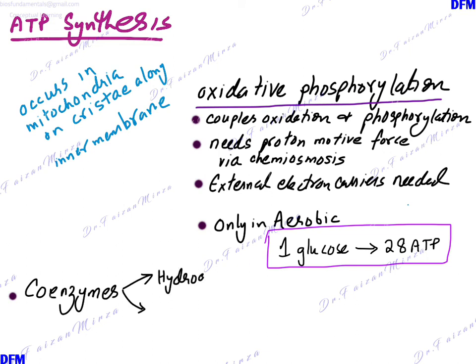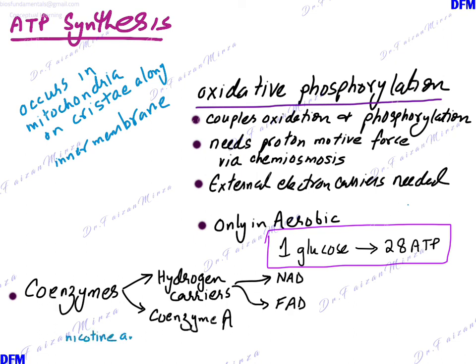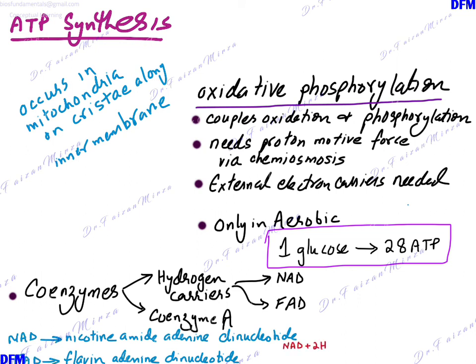We also discussed coenzymes in relation to respiration. There are two types of coenzymes relevant for us, hydrogen carriers and coenzyme A. Hydrogen carriers are of two types, NAD and FAD. NAD stands for nicotinamide adenine dinucleotide, and FAD stands for flavin adenine dinucleotide. They both can carry hydrogens. They carry 2 hydrogens each, and the hydrogens are in ionic form. When hydrogen is carried by NAD or FAD, it forms reduced NAD or reduced FAD.